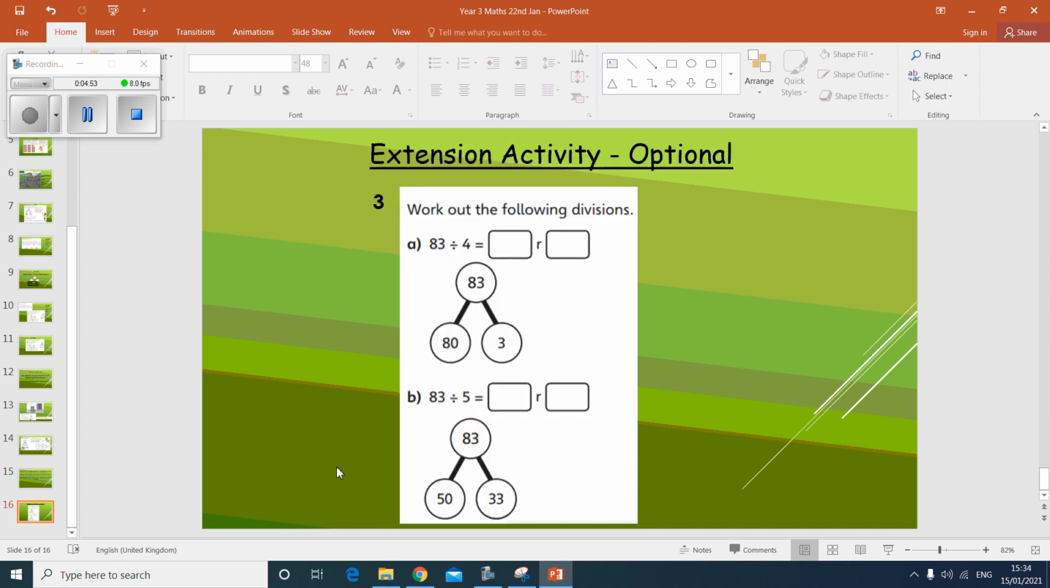If you'd like to have a go at some extra work, this is optional. Here are 2 questions for you to try.